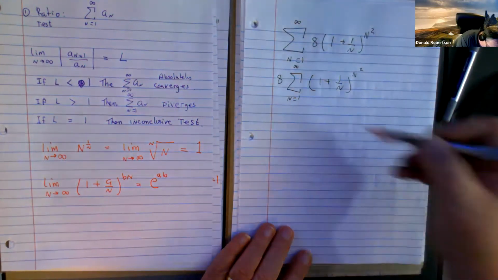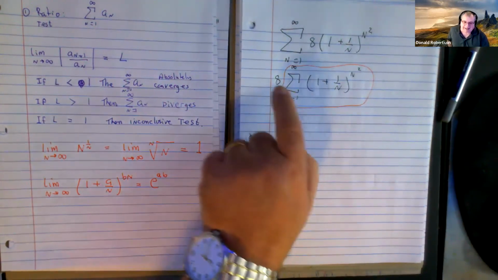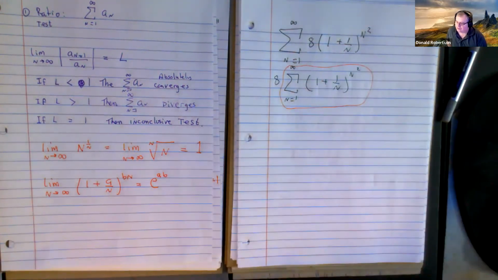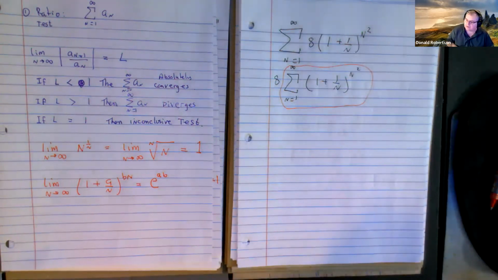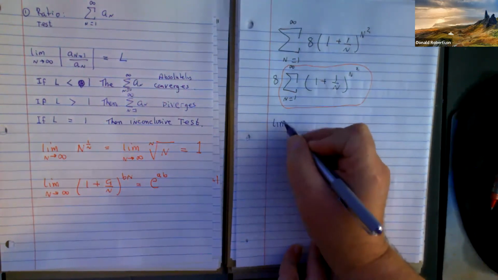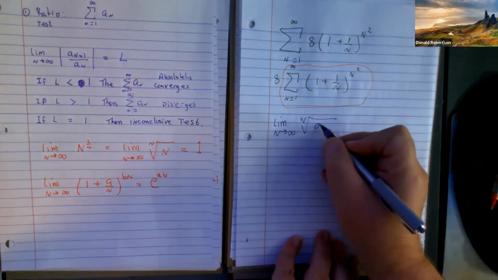So I'm only going to focus on what this does. Now, if this converges, won't 8 times it still converge? And if this diverges, won't 8 times it still diverge? So I'm not going to change the answer. I'm just going to make the working a little bit easier to deal with. So if you see a series and it's got an ugly number like 842, can you just pull it out of the sigma and then just focus on what's left, make your life easier? It's allowed. So we're going to do the limit as n tends to infinity of the nth root of that guy.